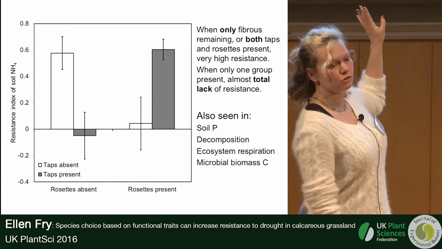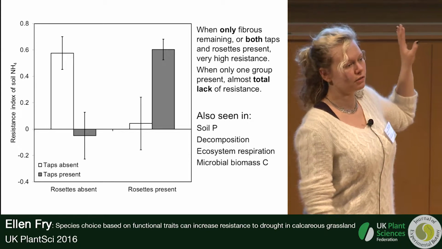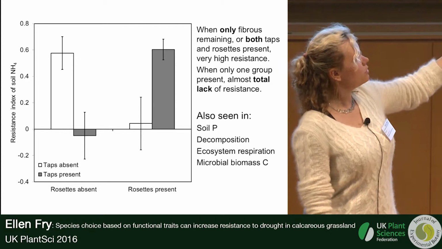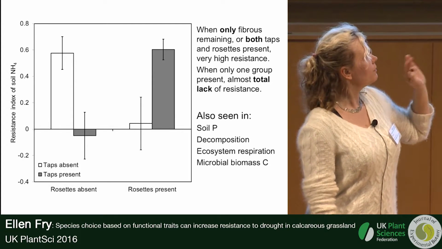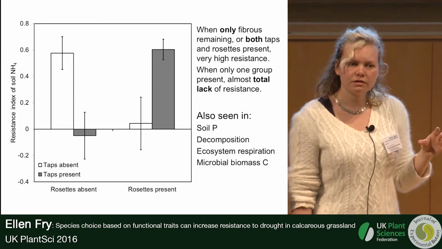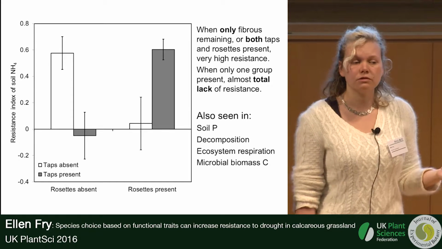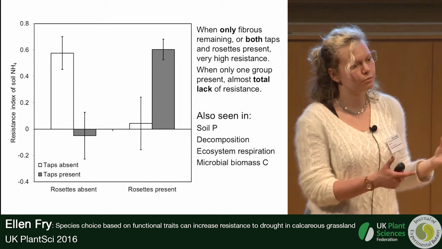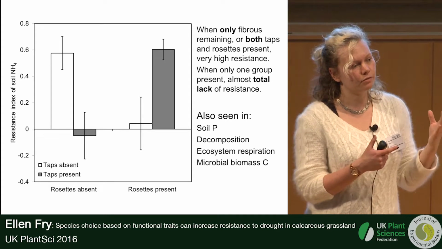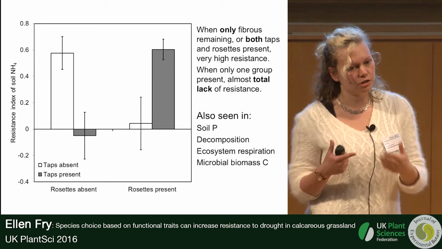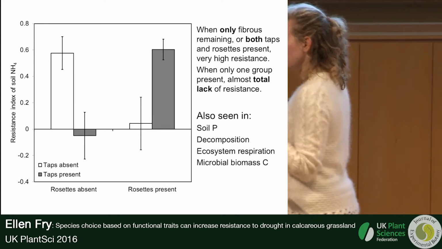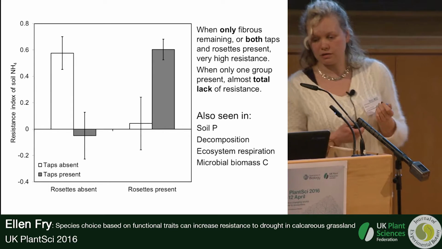And I've just shown you the soil ammonium, because that seems to be quite an interesting one. It's given me results consistently. But you also see it in soil phosphate levels, in decomposition rates, respiration rates. So this is obviously something that's quite a robust result. There's something about these fibrous-rooted species that can resist drought, whereas the other species seem to need each other. There's some kind of facilitation, and it could be something to do with water, hydraulic lift and so on, which has been seen in these species before.